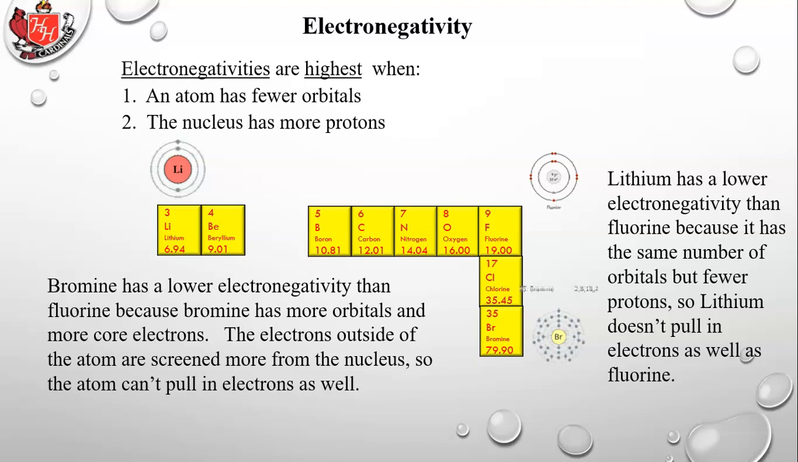As you go from left to right, you get more and more protons with the same number of orbitals, so that means the atoms on the right, like fluorine, can reach outside of themselves and pull in an electron really well. When you go down to bromine, there are so many electrons there that it's hard for the nucleus to reach outside of itself to pull in another electron. It's much easier for fluorine to do that with only two orbitals, and therefore bromine does not have a high electronegativity. It does not do a good job of pulling in electrons.